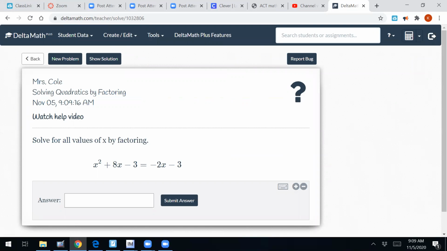Okay, so for this one, we are actually solving these out. But before you can solve them out, you have to set them equal to 0. So write that down.